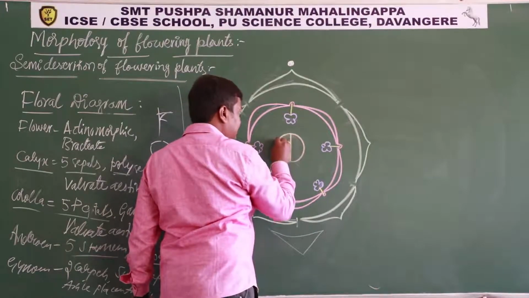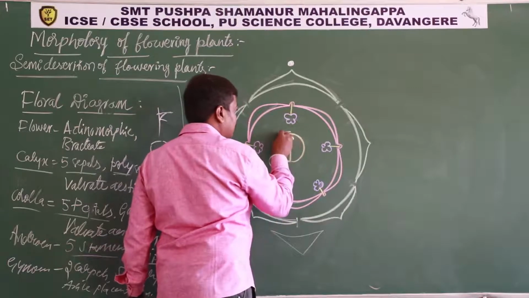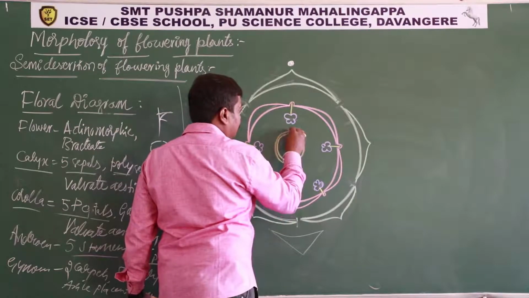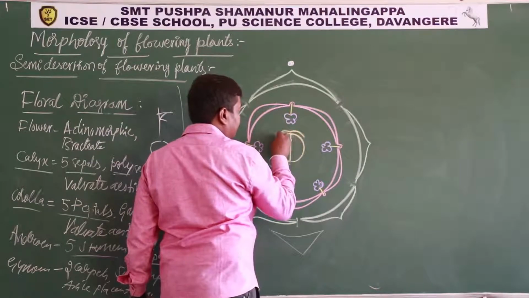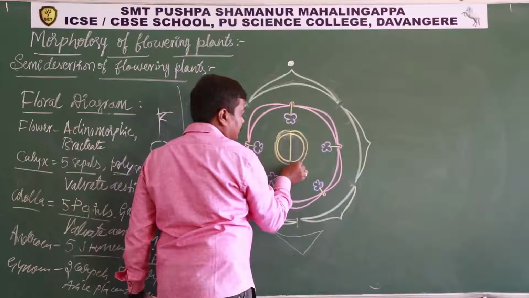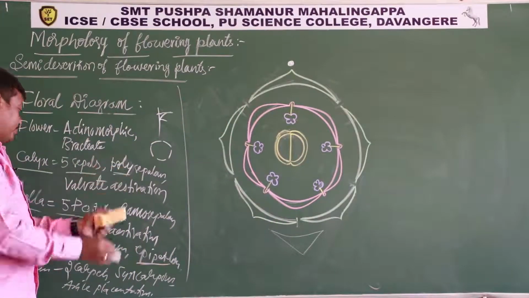Okay, so this indicates 2 carpels. So we call it as bicarpellary. ಇದನ್ನೇ ನಾವು bicarpellary ಅಂತ ಕರಿತೀವಿ. So this is bicarpellary. Okay, syncarpus ಎರಡು ಫ್ಯೂಸ್ ಆಗಿದೆ.